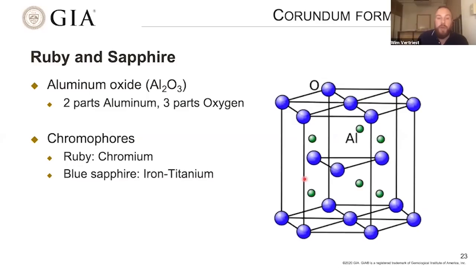It is aluminum oxide. 2 parts aluminum, 3 parts oxygen. Extremely simple recipe at first sight. Shouldn't be too hard to build this. Of course, we need to give it some color. For ruby, we need chromium to create the red color. For blue sapphire, we need iron and titanium, but that shouldn't be an issue either.